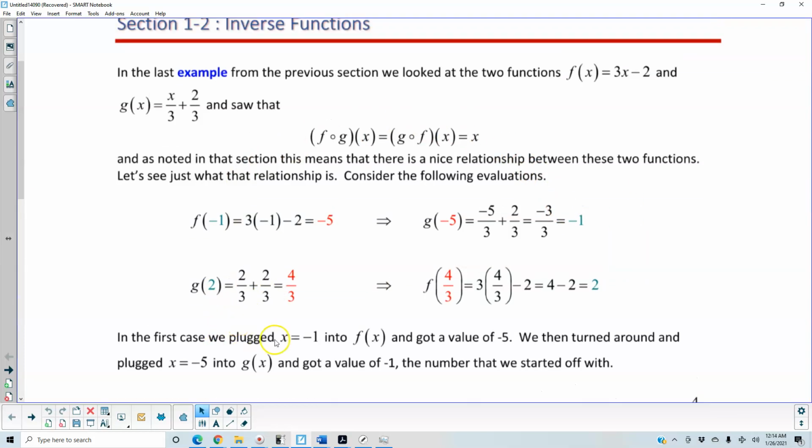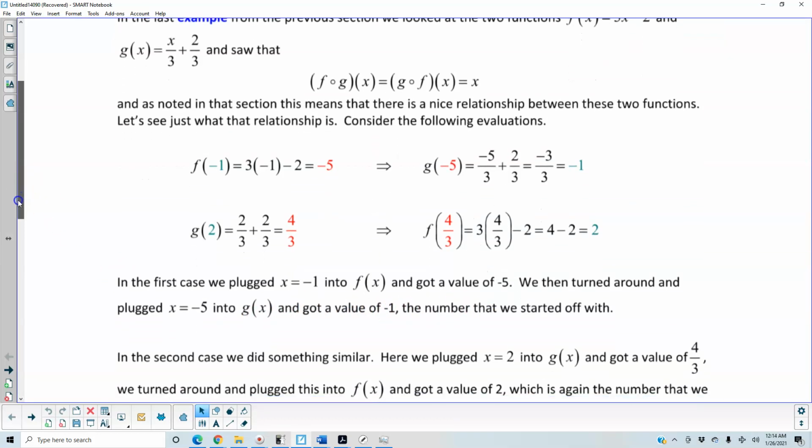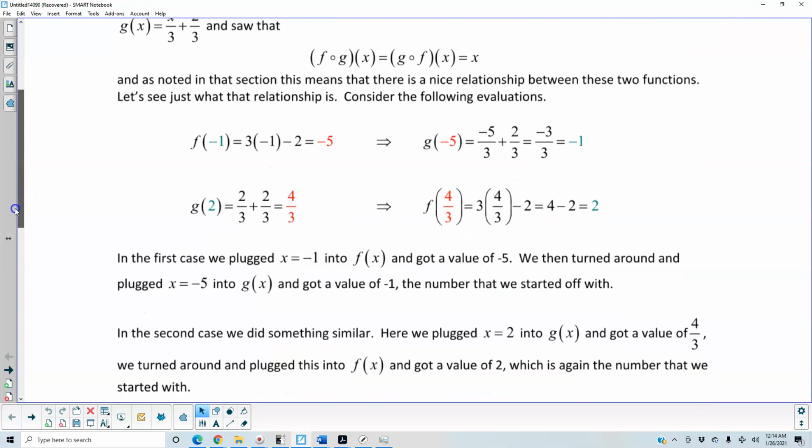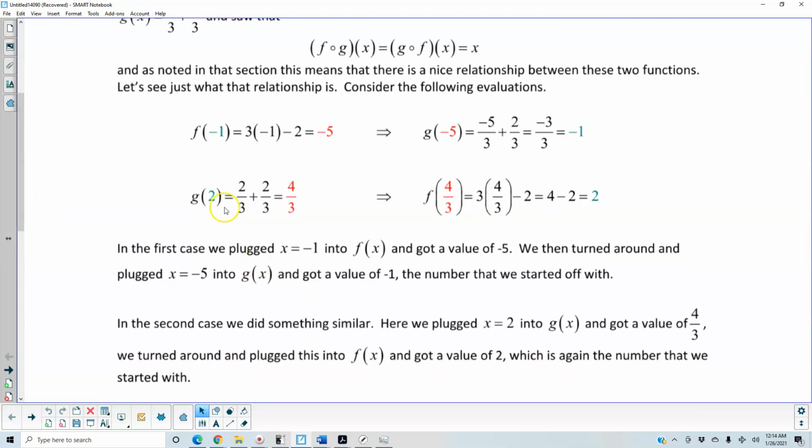Now, in the first case, we plugged x equals -1 into the function f of x and got the value of -5. We then turned around and plugged x equals -5 into g of x and got a value of -1, the number that we started off with. In the second case, we did something similar. Here, we plugged x equals 2 into g of x and got a value of 4/3. We turned around and plugged this into f of x and got a value of 2, which is again the number that we started with.